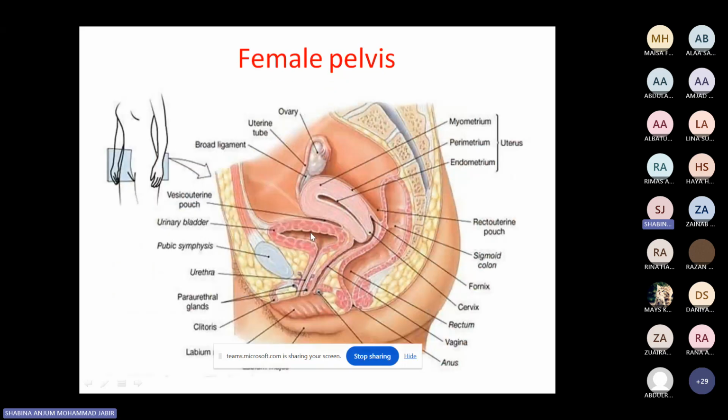This is female. Again, we know in the pelvis, the peritoneum will be reflected from the rectum to the posterior surface of the uterus, forming a pouch which is called the rectouterine pouch, or pouch of Douglas. Then after that, the peritoneum again will be reflected over the superior surface of the urinary bladder, again forming another pouch called the vesicouterine pouch. Here again we can see there is an ovary and uterine tube.